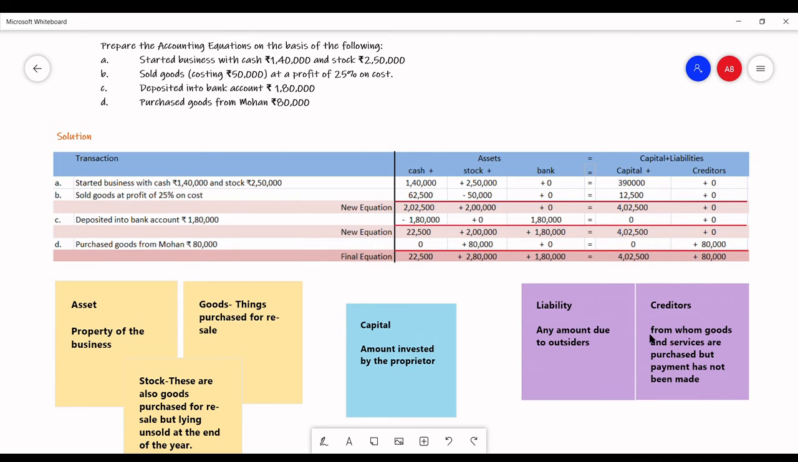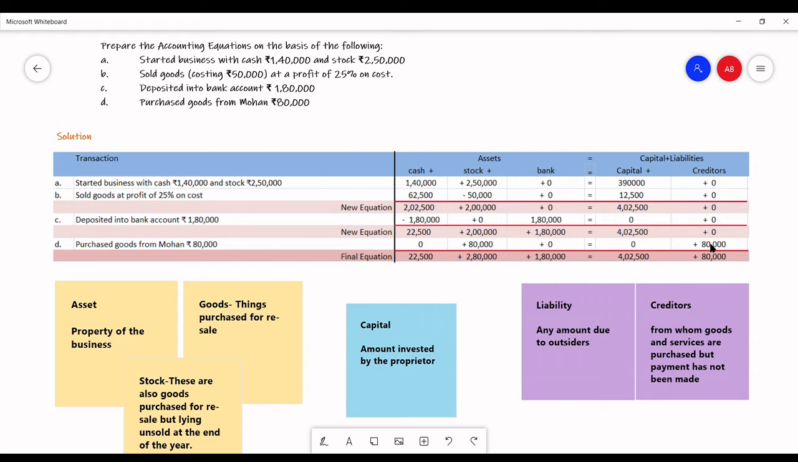You can here see creditors are the persons from whom goods and services are purchased but no payment has been made yet. So Mohan being a creditor, I have added the balance 80,000 to the creditors. Now this also verifies my accounting equation. My left hand side is equal to the right hand side.